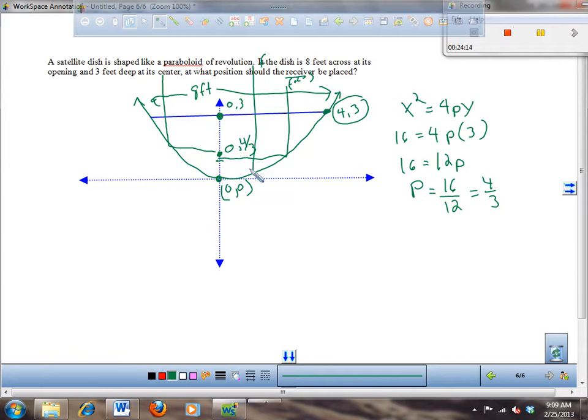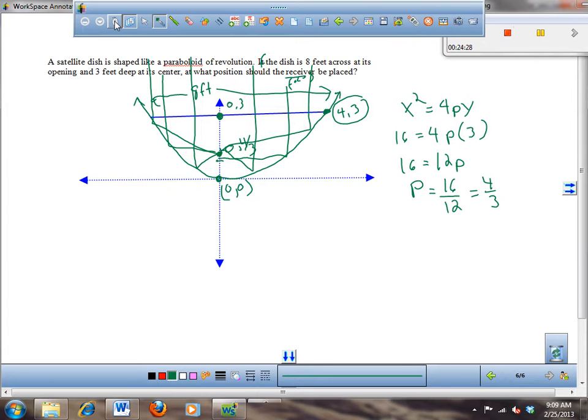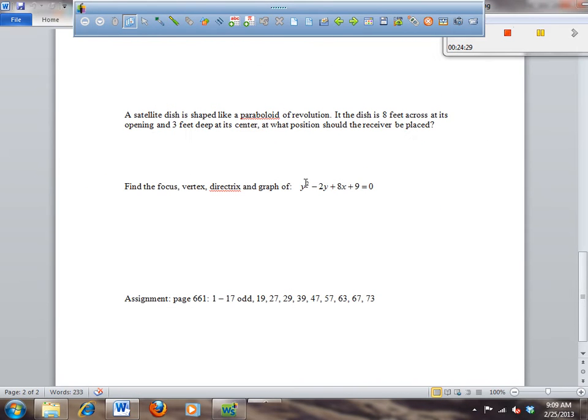Isn't that cool? See, now you can work for the dish network. You can figure it out. See, all those signals are going to come in and go right to that point. Okay? So that's about it. I think you can figure this one out. It's just like that last one, except the numbers are ugly with completing the square. And there's some homework for you.